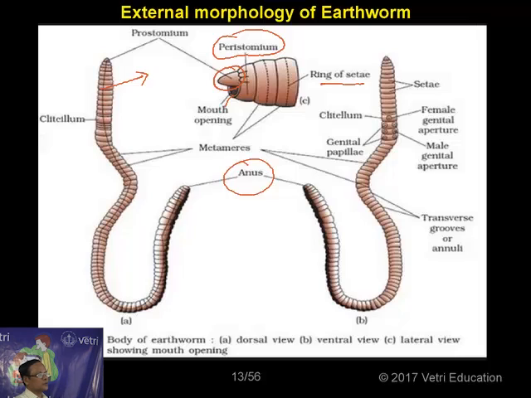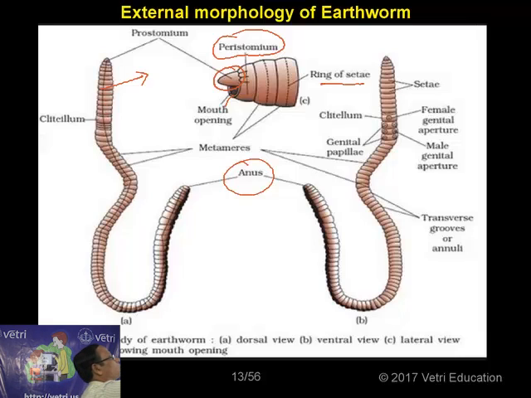And we have the transverse grooves, they are called intersegmental grooves. The segments present are called annuli. Okay, that is about the organization it describes. This is the diagram showing that.